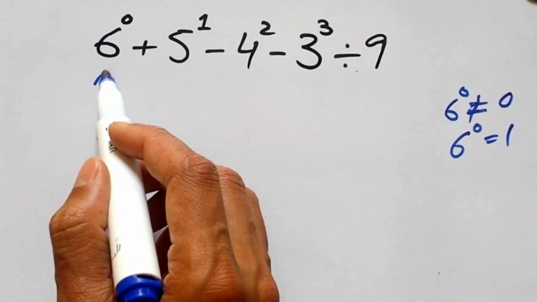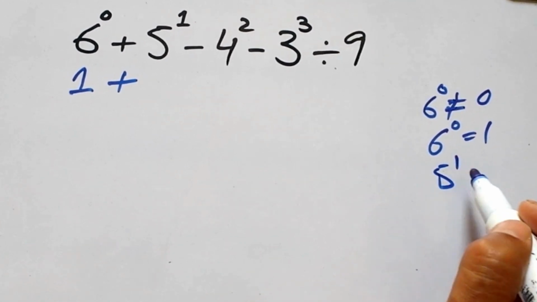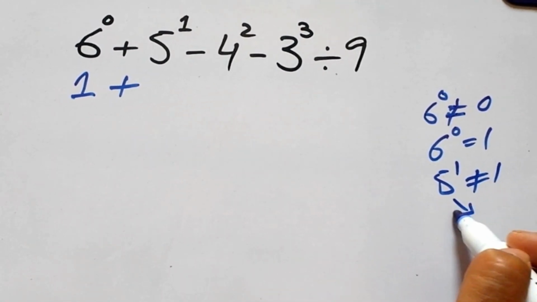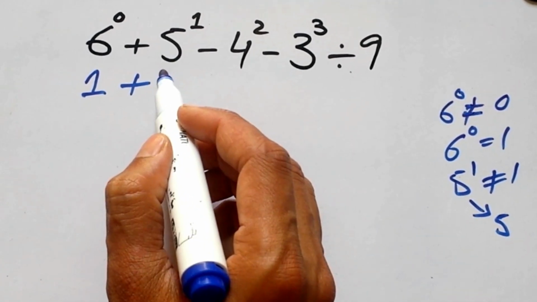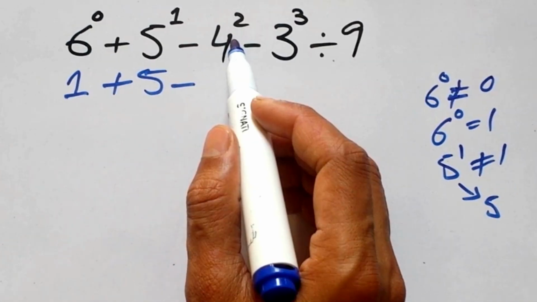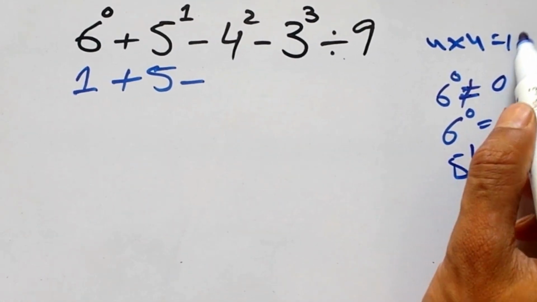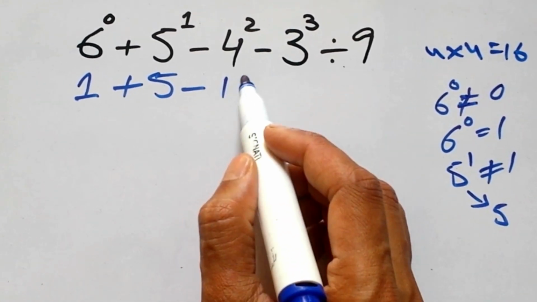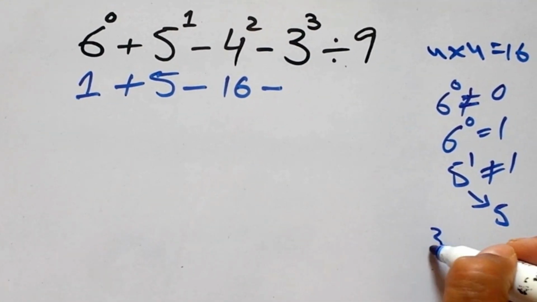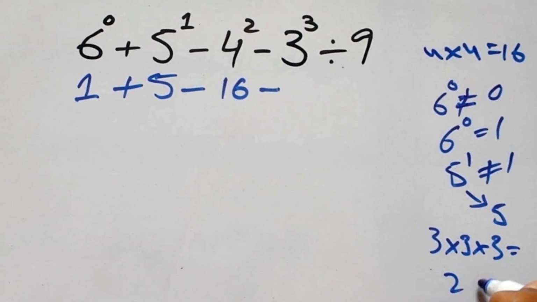Right? So 1 plus 5 to the power of 1. 5 to the power of 1 is not equal to 1. 5 to the power of 1 is equal to 5, right? So 5 minus 4 squared means 4 times 4 equals 16, right? So 16 minus 3 cubed means 3 times 3 times 3 equals 27.